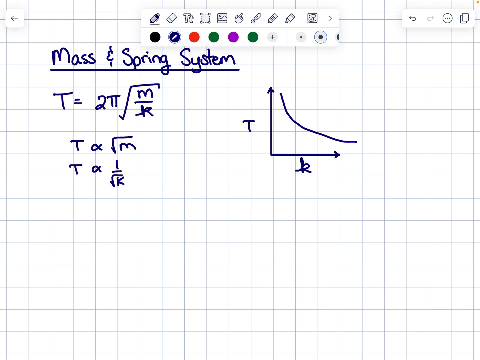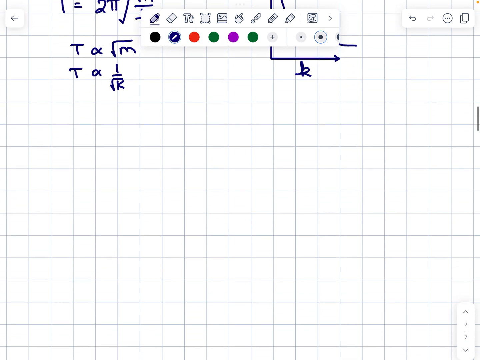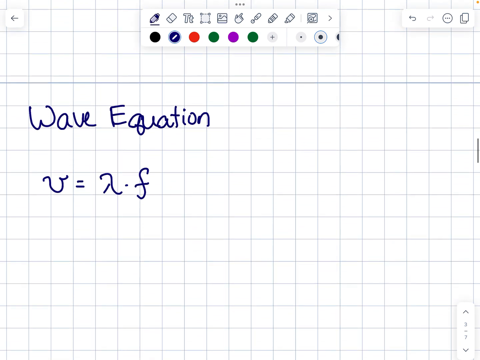Okay? Most things act like masses on springs, things like tuning forks or guitar strings, or any kind of vibrating string acts like a mass on a spring. Okay? All right. The next thing we talked about was the wave equation.